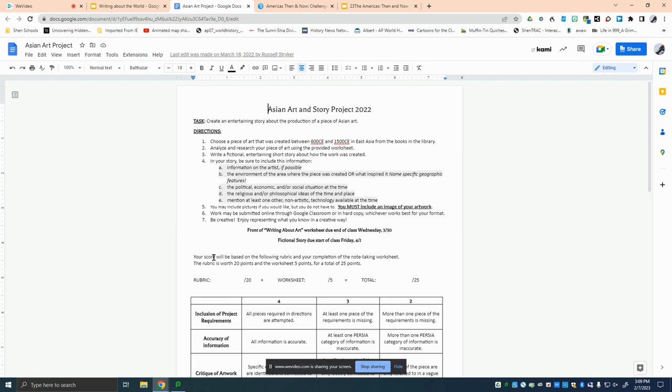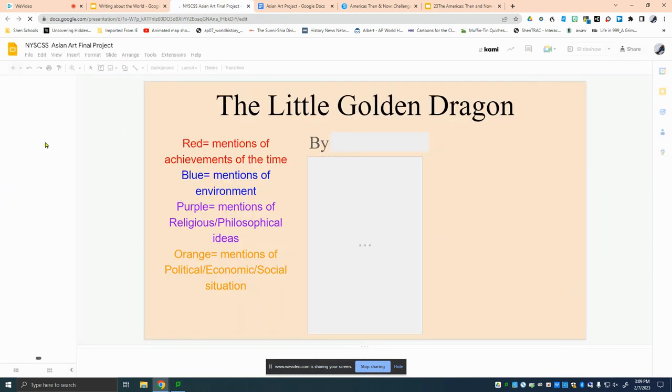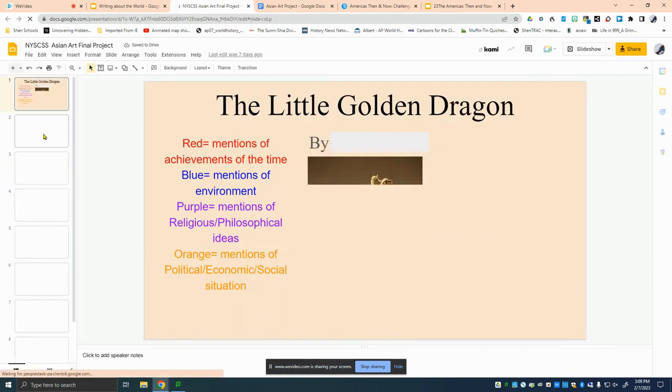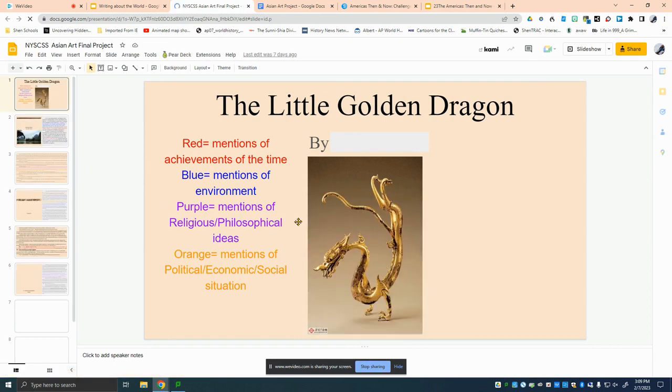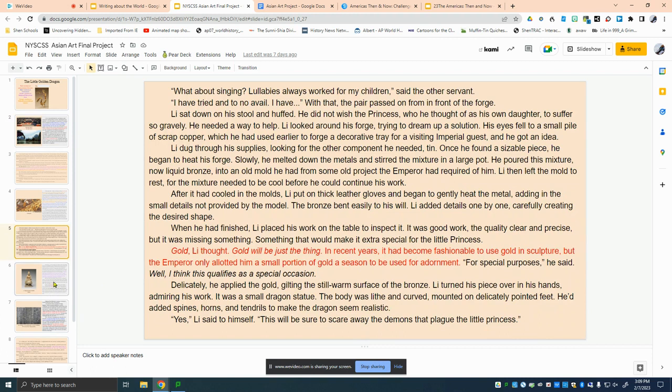So it gives them the skill work that we're asking them to do in social studies and being able to practice some fictional writing for ELA. So a student example, this student wrote her project about the creation of this piece of art, which was created during the Tang Dynasty. And then in her fictional story, she highlights her different contextualized pieces of information that were specific to the time period of the Tang Dynasty.